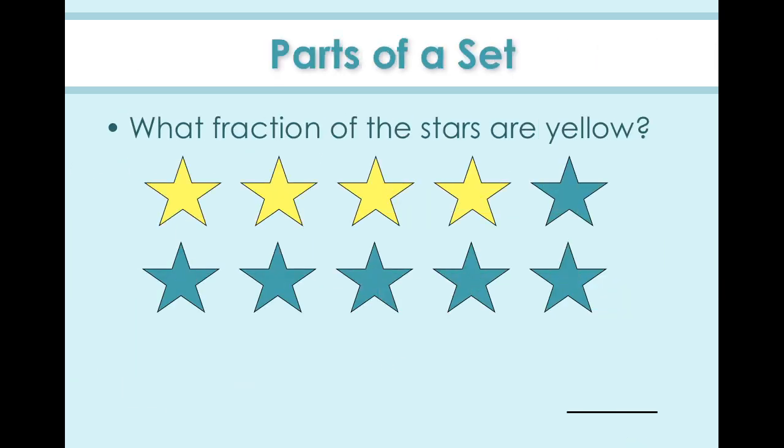What fraction of the stars are yellow? Let's count. How many yellow stars do we have? 4, you're right. And now how many stars do we have in all? Count them quickly. We have 10 of them. So what fraction of the stars are yellow? 4 out of 10. Or we read it 4/10.